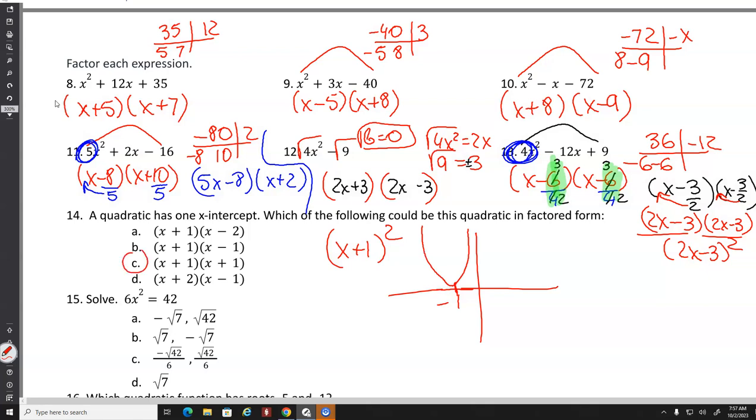So you would have to have two of the same factors with the same signs. Two of the same factors with the same signs. So it will be answer C. Okay.